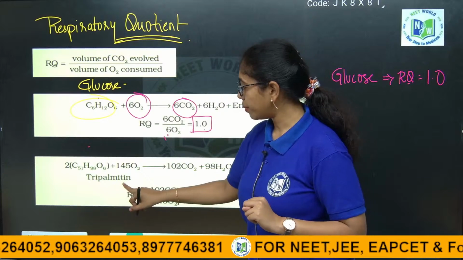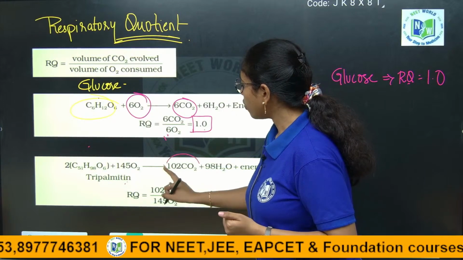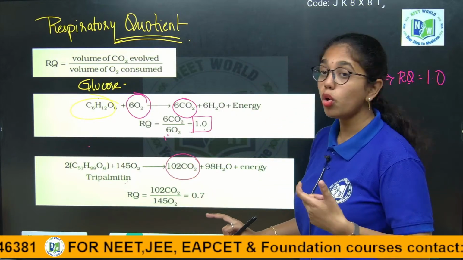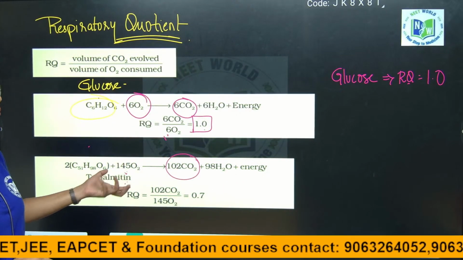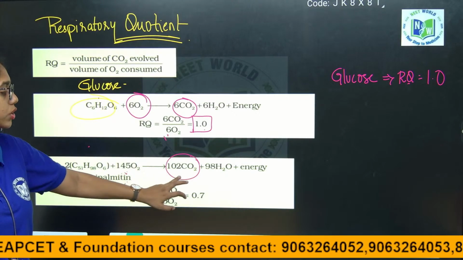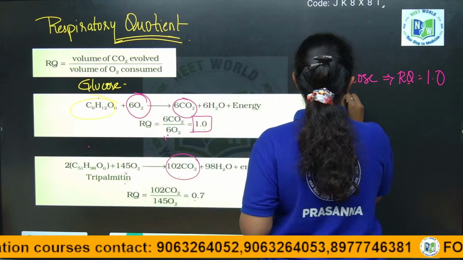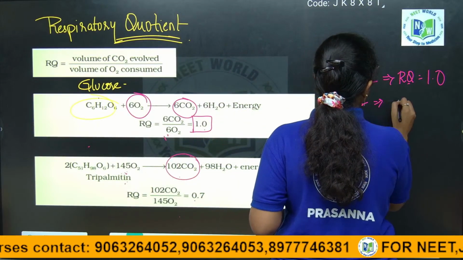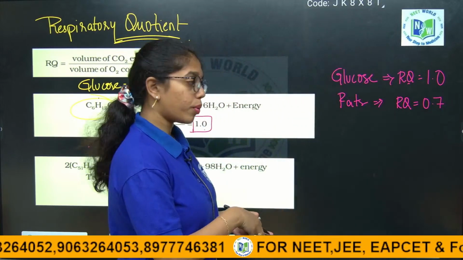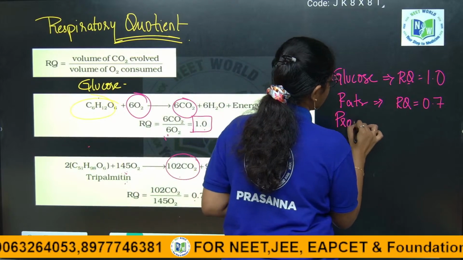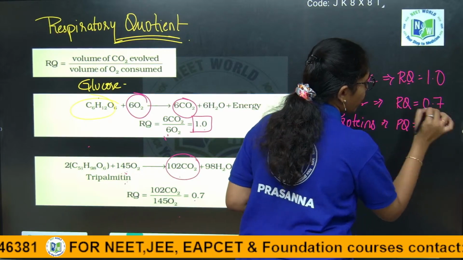If tripalmitin or fats are acting as respiratory substrate, then the amount of carbon dioxide evolved will be less than the amount of oxygen utilized. More oxygen needs to be utilized for the release of carbon dioxide molecules. So in this case it will be less than 1. For fats the RQ value is 0.7. Same in the case of proteins. Proteins also less than 1, but the RQ value in proteins is 0.9.